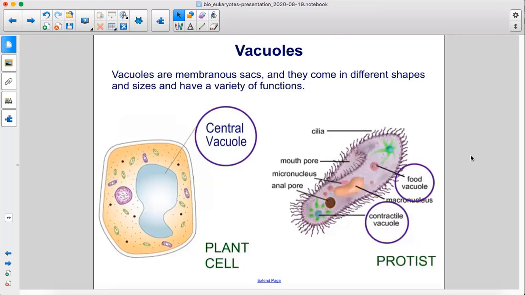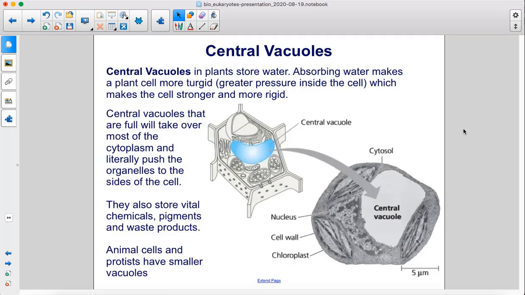Vacuoles are membranous sacs, and they come in different shapes and sizes and have a variety of functions. Central vacuoles in plants store water. Absorbing water makes a plant cell more turgid, with greater pressure inside the cell, which makes the cell stronger and more rigid. Central vacuoles that are full will take over most of the cytoplasm and literally push the organelles to the sides of the cell. They also store vital chemicals, pigments, and waste products.